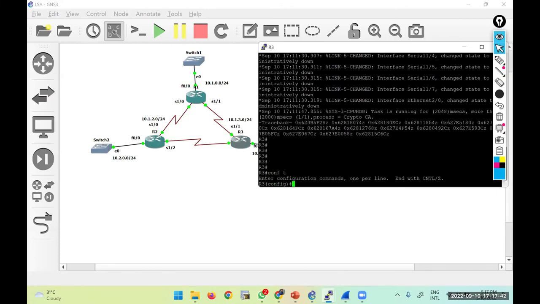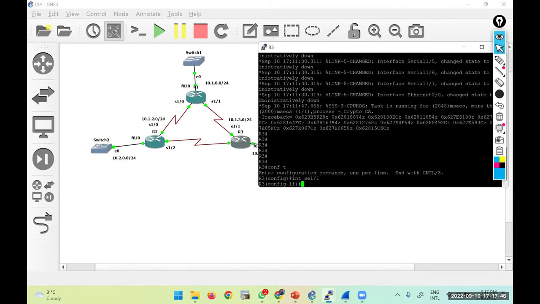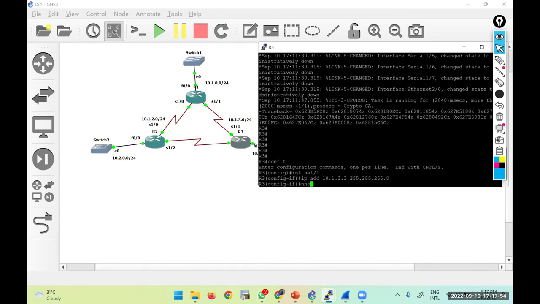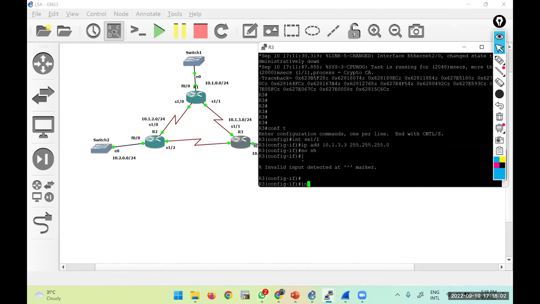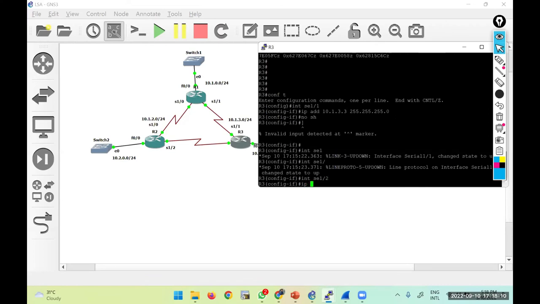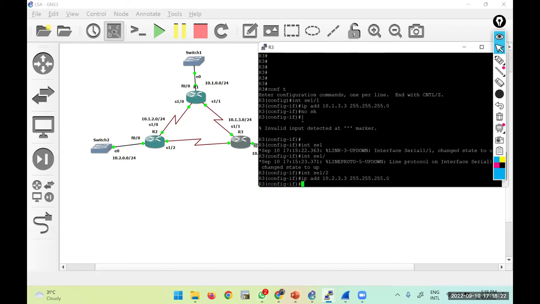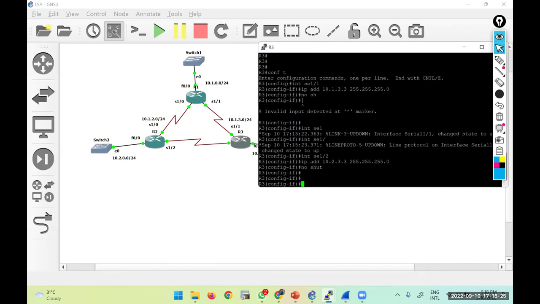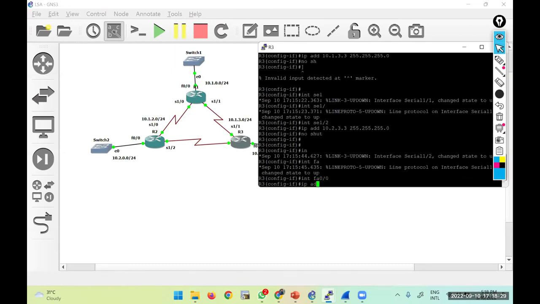In R3, same thing. We have to configure the interface first. Interface serial 1/1, IP address is 10.1.3.3, 255.255.255.0, no shut. Interface serial 1/2, IP address is 10.2.3.3, 255.255.255.0, no shut. Interface FastEthernet 0/0, IP address will be 10.3.0.3 255.255.255.0, no shut.